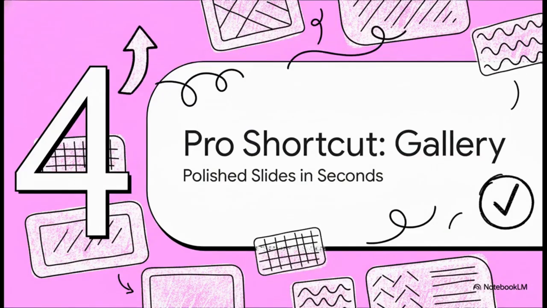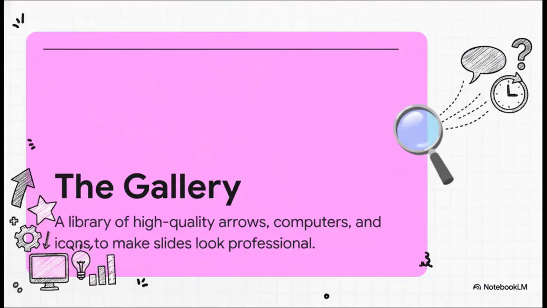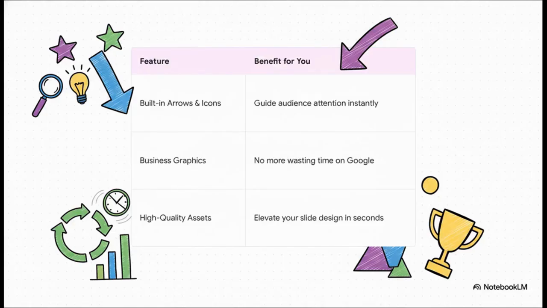And now for my favorite upgrade, the one I call the Pro shortcut. This is your secret weapon for those moments when you need to look incredibly polished, but you have like zero time. We're talking about the gallery. So what even is the gallery? Just think of it like your own personal built-in stock photo library, but way better. It's full of high-quality icons, arrows, business diagrams, you name it. And the biggest benefit? You're not wasting time on Google anymore trying to find a decent-looking graphic. And this really breaks it down, right? You've got built-in arrows and icons to point people's eyes exactly where you want them. You've got business graphics so you're not searching around forever. The bottom line is you can make your entire presentation look 10 times more professional in just a few seconds.